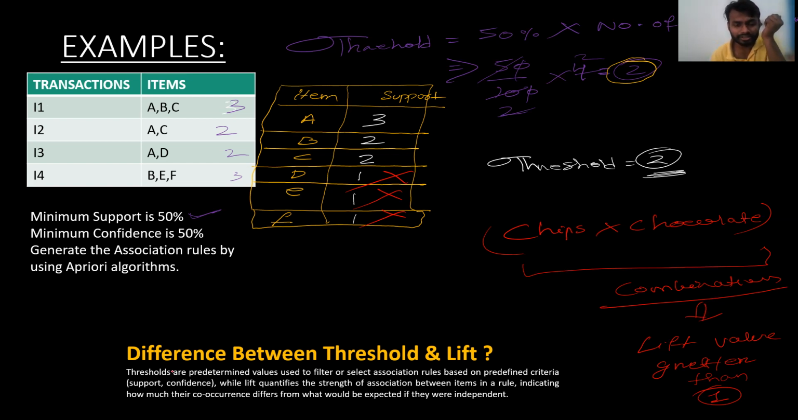If you want the definition part, the difference between threshold and lift, I already wrote it here. Threshold is a predetermined value used to filter or select association rules based on predefined criteria, like support or confidence. While the lift quantifies the strength of the association between the items in the rule, indicating how much their co-occurrence differs from what would be expected if they were independent. Clear? So now I think you already get my point.